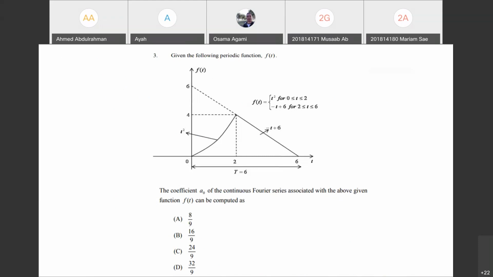So you will integrate your function from 0 to 2, and your function is t squared, and you integrate from 2 to 6 for minus t plus 6. And outside is 1 over your period. What is the period here? The period is the start value of your independent variable t, and the end value is 6. So you start from 0 to 6. So the period will be 6, right? You have the formula for A naught.